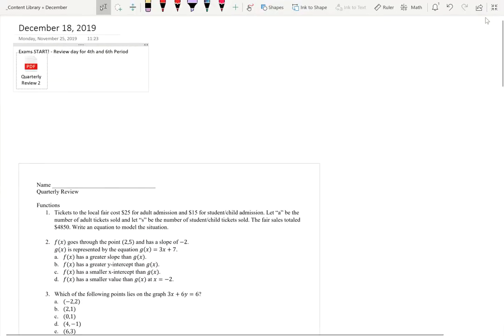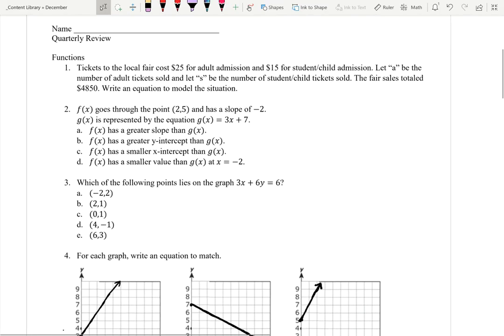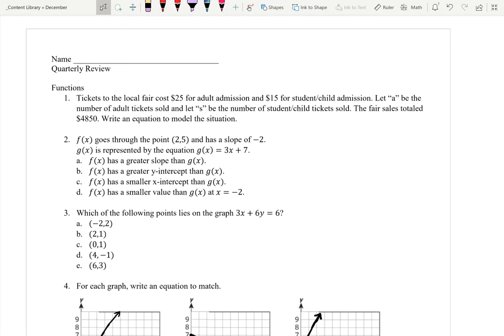Okay, the quarterly review. I've made some questions here that should help you study. It basically comes down to three main topics for quarter one, right? Functions, slope rate of change, and sequences. There's a lot of those things that we're going to review in this video.